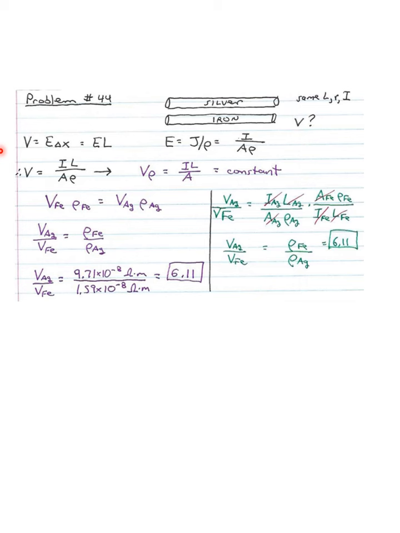Well, the voltage difference is going to be the electric field times the delta x, the difference between the 2 points, which is electric field times length. Also remember, electric field is J over rho. And remember what J is, the current density, I over A. So the electric field is I over A rho. Now substitute that into the voltage equation. If voltage is electric field times length, then we can say that voltage is current times length over area times rho.